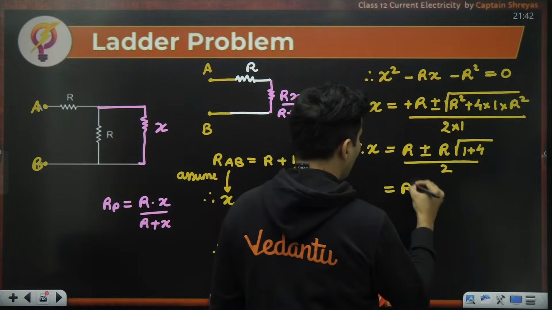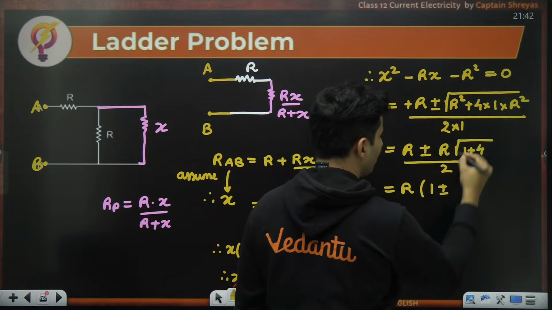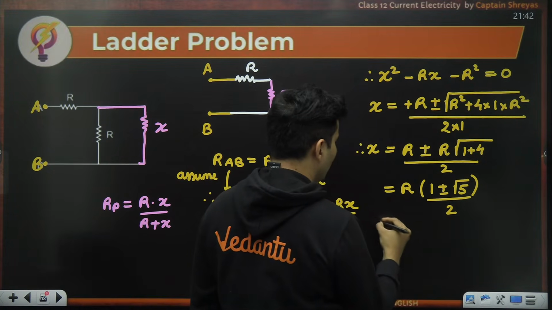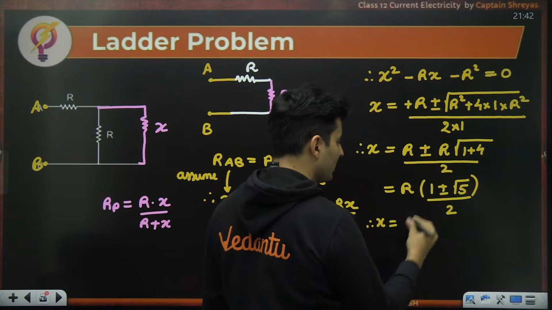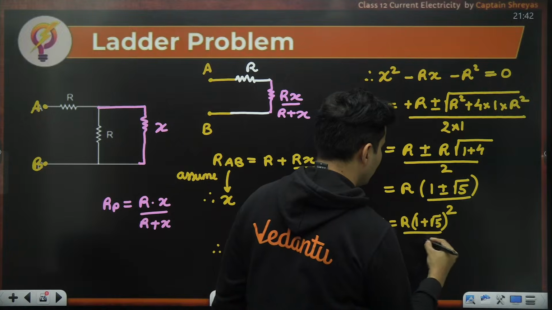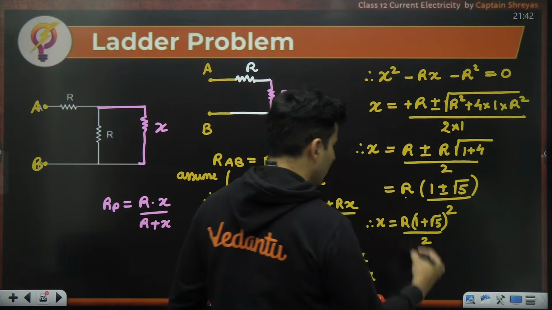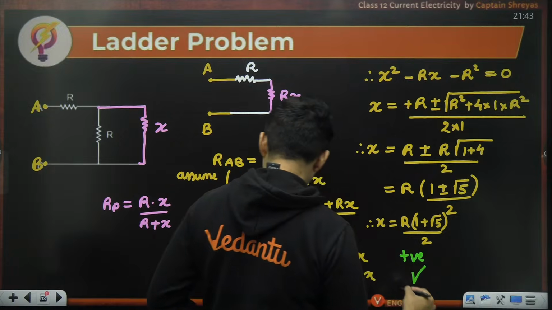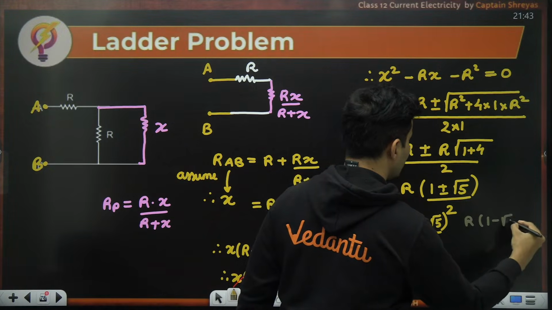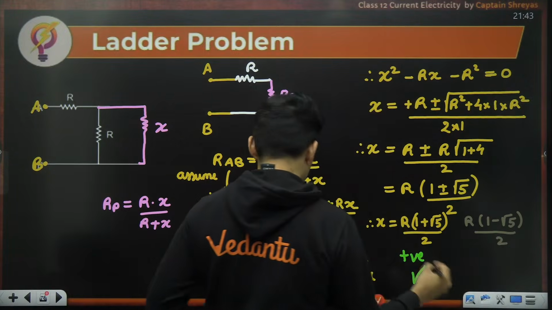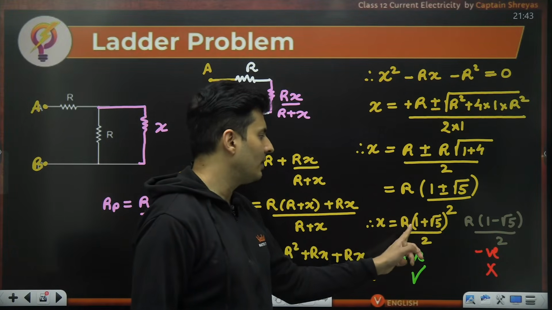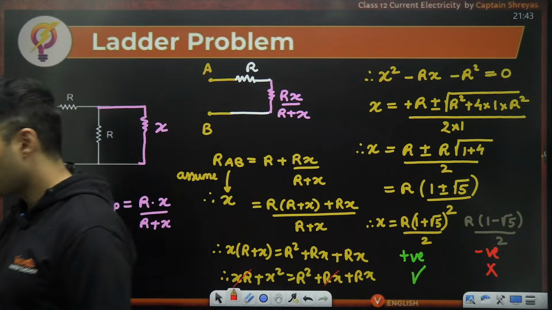Great. So R is common again. 1 plus or minus root of 1 plus 4, which is 5. So root 5, the whole thing divided by 2. Now, of course, the equivalent resistance has to be positive. So I will take the positive root. So 1 plus root 5, the whole thing divided by 2, because this will be a positive value which is valid. But the moment somebody chooses R into 1 minus root 5 by 2, this is going to be a negative value which cannot be true. So the final answer is this: 1 plus root 5 times R divided by 2. Got it?